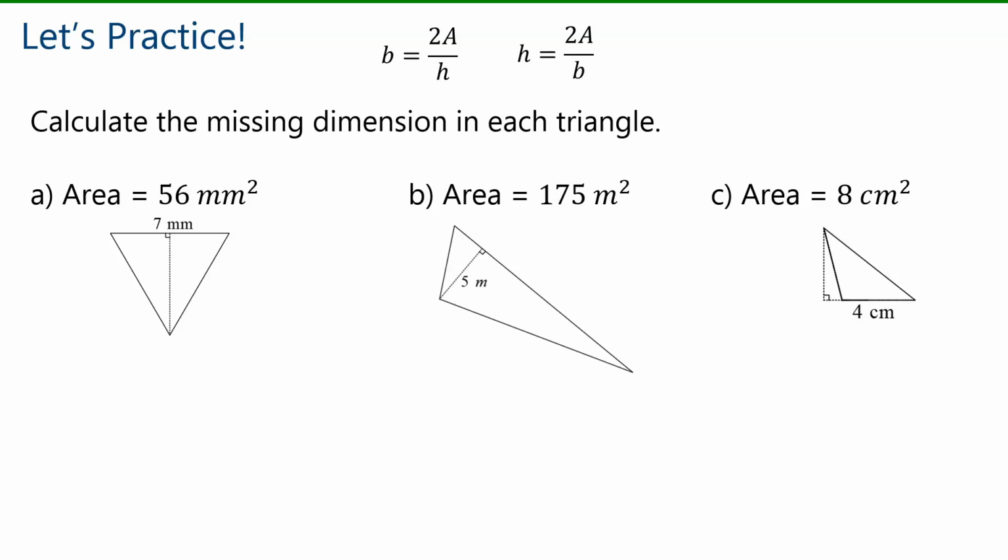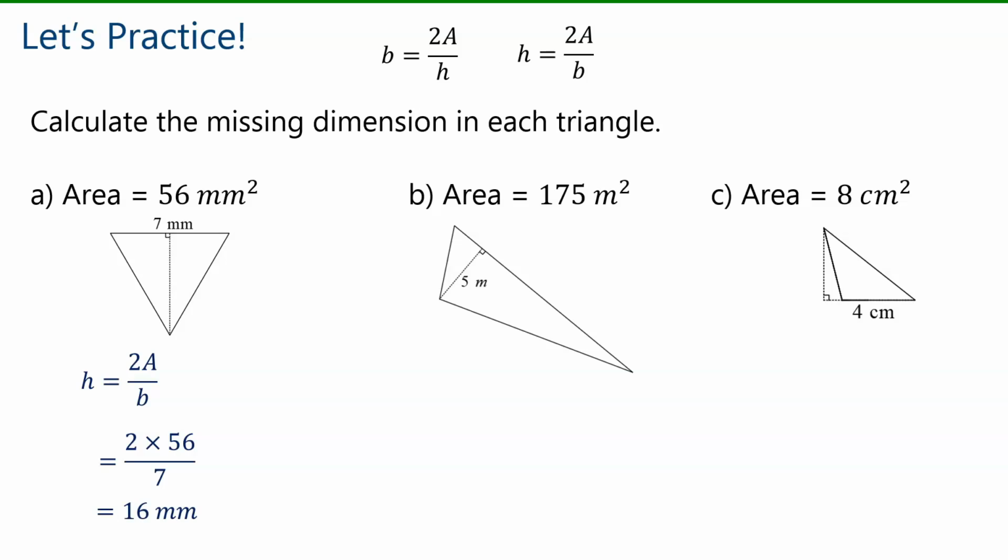So let's do A. We're told the area is 56 and the base is 7. So we're looking for the height. So I'm going to multiply the area by 2, 2 times 56, and then I'll divide that by 7. So putting that in my calculator, I got 16 millimeters as the height.